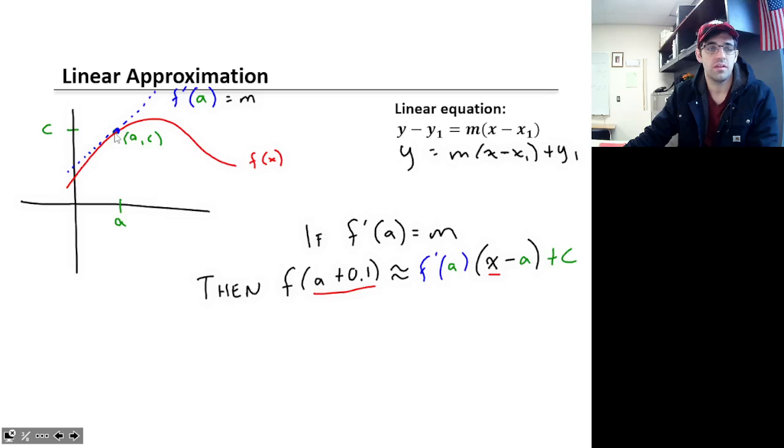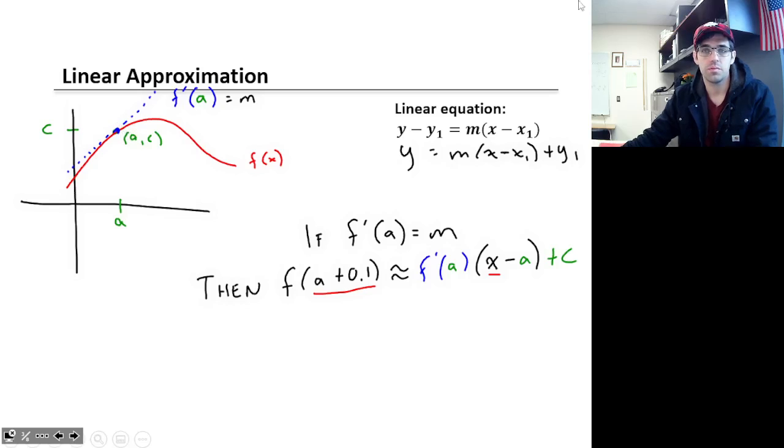And I want to estimate what f of x would be for some x value that's pretty close to a. If we just know that derivative function, we can remember that the derivative function gives us the slope of the tangent line at that given point a. And so we can recreate the equation for just that tangent line, and then we can evaluate an x value that's pretty close to a on that tangent line, and say as long as that x value is pretty close to a, then that value on the tangent line is probably going to be pretty close to that value on the actual curve.